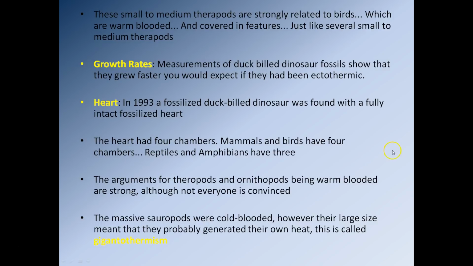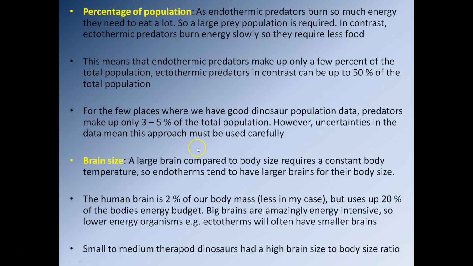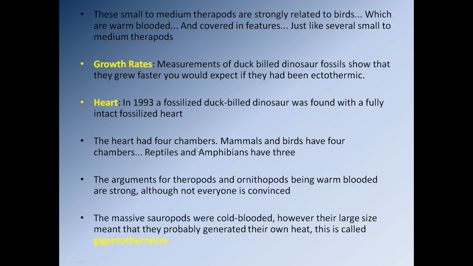So based on the evidence, the arguments suggest that maybe the theropods and the ornithopod dinosaurs could have been warm-blooded. And there's reasonable evidence to suggest they were. No piece of evidence on its own is definitive. However, when you add them all together, it makes a strong case to suggest that they could have been warm-blooded.